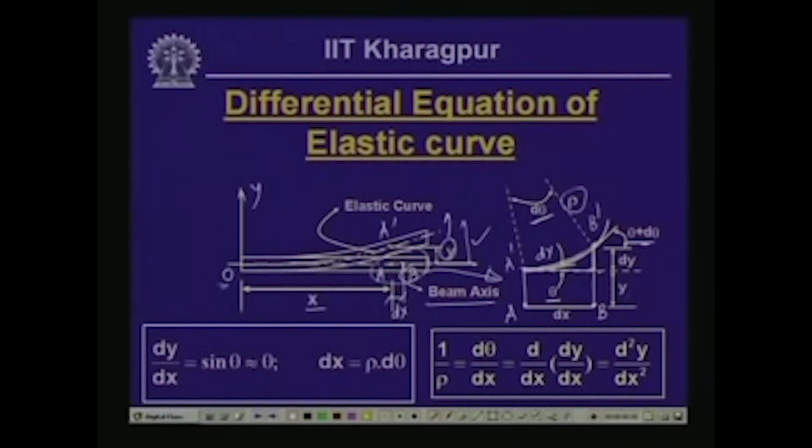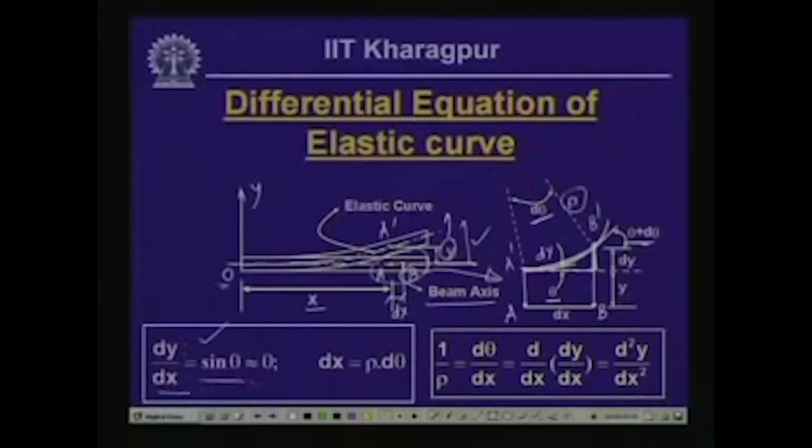From this triangular configuration, we can say that dy by dx is sin theta, and this is what is written here. Theta being small, because we assume the beam undergoes a very small deformation and thereby the slope is very small, sin theta can be represented in terms of theta. So, dy/dx equals sin theta equals theta. Also, this arc length dx can be written in terms of theta as rho times d theta. So, dx equals rho times d theta.